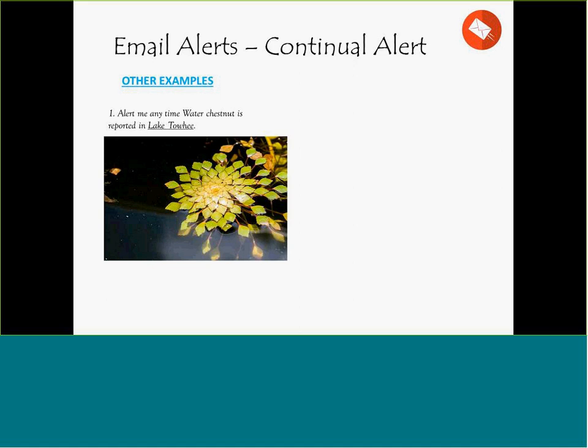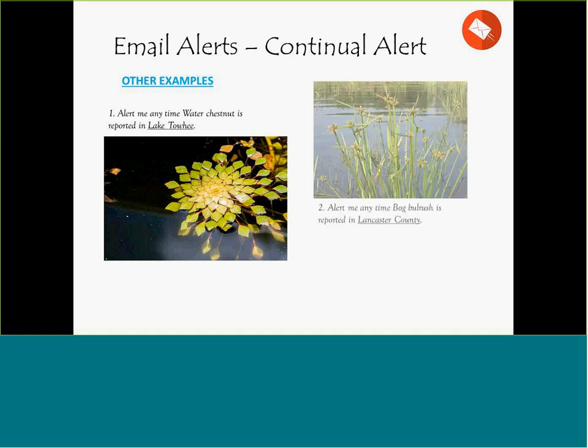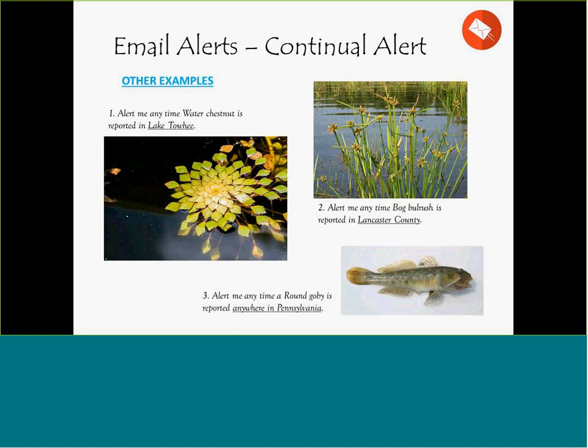Here are some more examples of a continual alert to give you a better idea of how to use it. You could say, alert me anytime water chestnut is reported in Lake Towhee, which is a particular lake in southeastern Pennsylvania that's actually been treated several years in a row now, specifically for water chestnuts. So that might be something that you just want to keep tabs on, to make sure you know if more water chestnut is being found there. You could say, alert me anytime bog bulrush is reported in Lancaster County. So maybe you're concerned about something at the county level. This alert would do that for you.